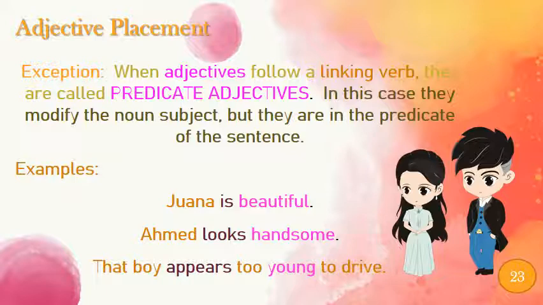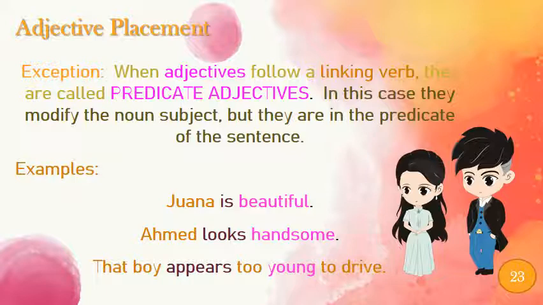What do we call the adjective? We call it predicate adjective. In this case, they modify the noun subject. What do they modify or what do they describe? We use modify or describe the noun subject, but they are in the predicate of the sentence. That's why we call them predicate adjectives.